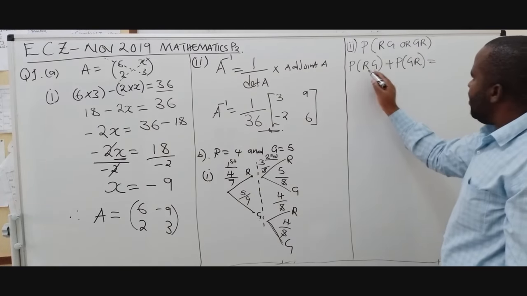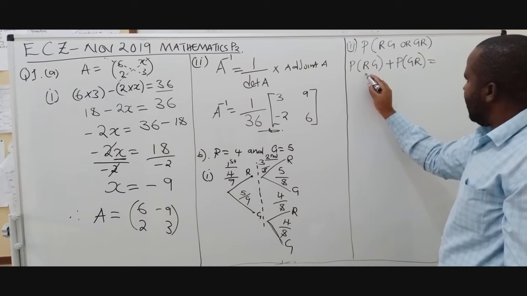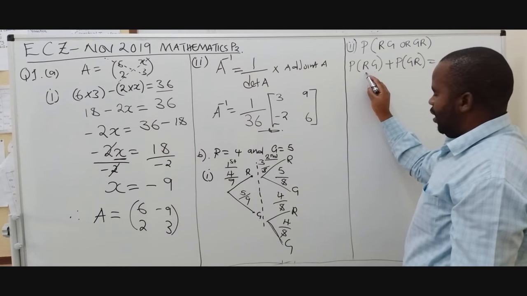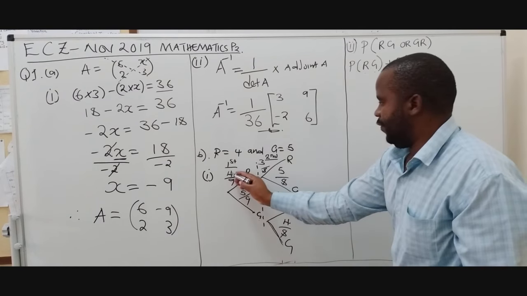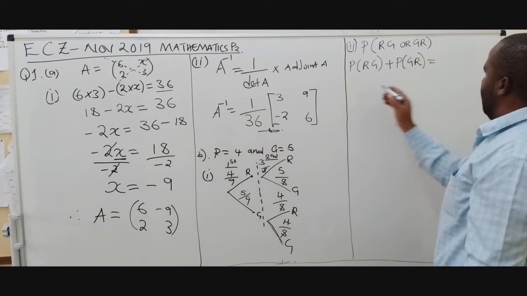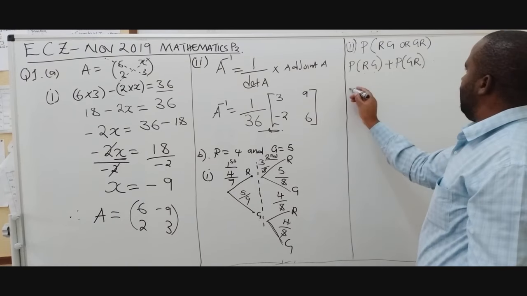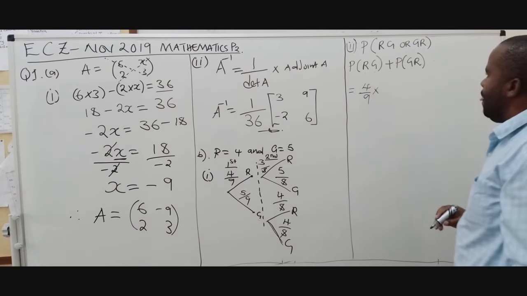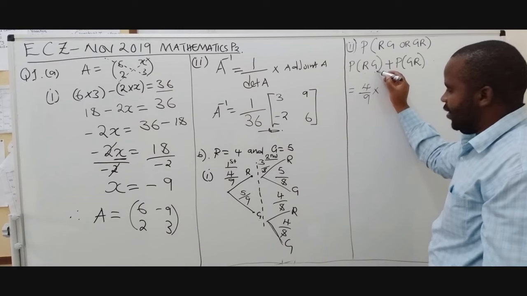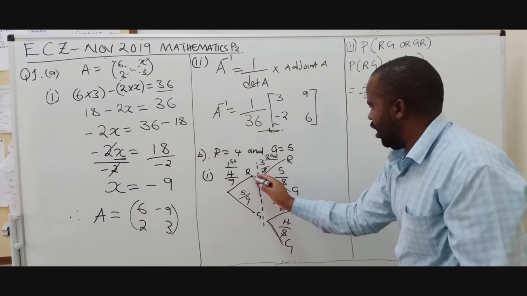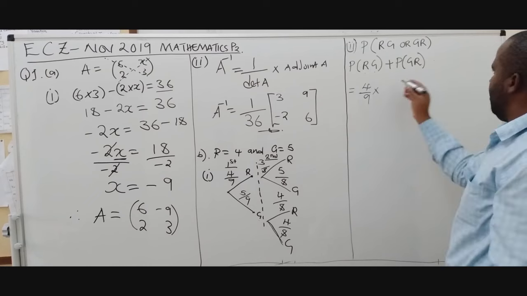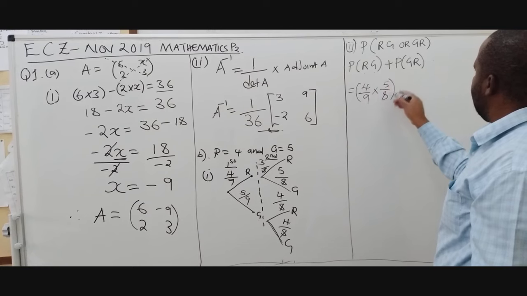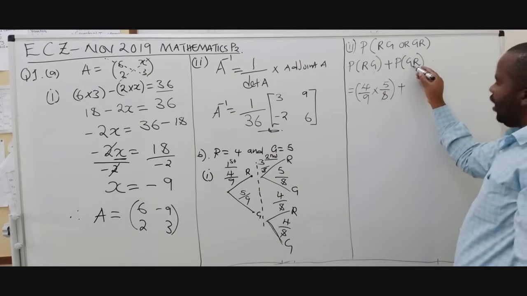Alright. Now, what's the probability of picking red? This is like first picking, second picking. What's the probability of picking a red pen in the first picking? It is 4 over 9. So let me write it here because of the space. We'll say 4 over 9 multiplied by what's the probability of picking green in the second picking? So here, what's the probability of getting green? It is 5 over 8. Alright? Plus.